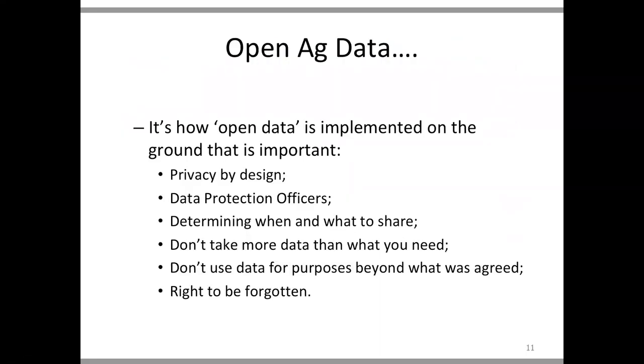So how best to open up ag data is essentially having a data management system where you have privacy by design. You work from the bottom up, in that you recognise what is personal information. We're seeing more and more that there are specific individuals who have the role of data protection officer, who will be able to make the decisions around when and what agricultural data can be shared. The general GDPR message is you don't take more data than what you need, and don't use the data for purposes beyond what is agreed, and people should have the ability to exit out of some of the technology agreements should they so wish.